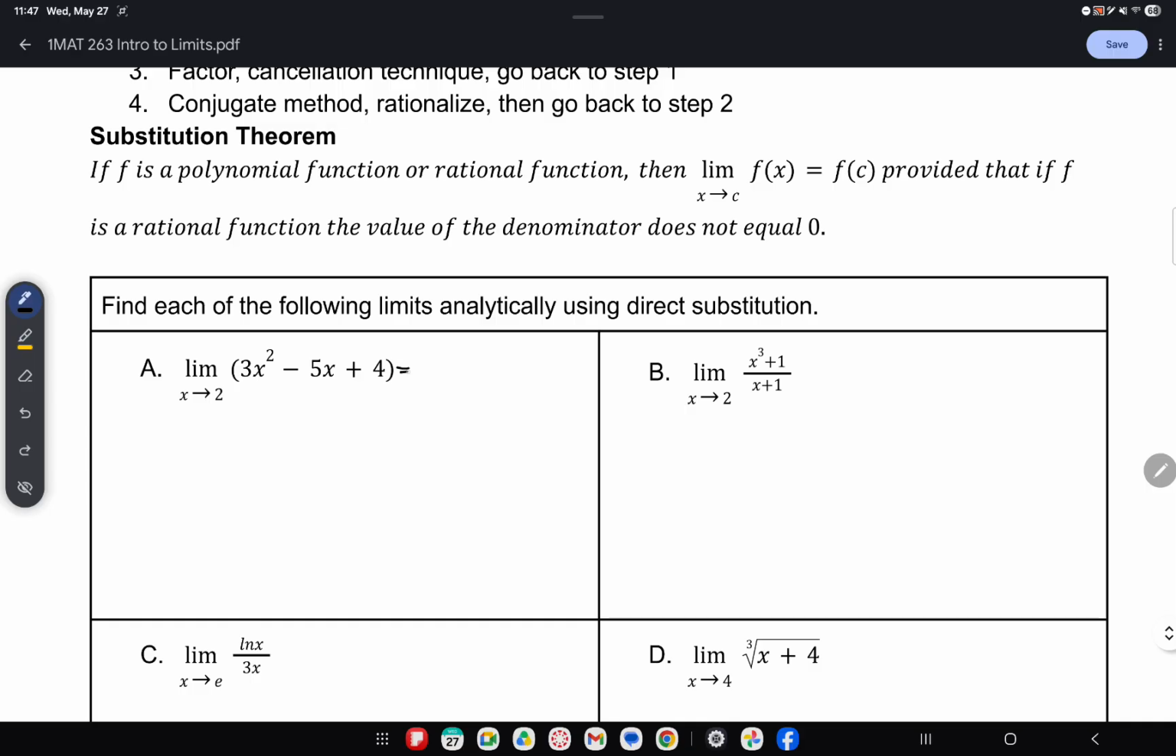So what I'm going to do is an equal sign, and I'm going to substitute that in. When I'm doing a substitution like this, I can drop off the limit symbol. So I get 3 times 2 squared minus 5 times 2 plus 4. 2 squared is 4. 4 times 3 is 12, minus 10 plus 4. 12 minus 10 is 2. 2 plus 4 is 6.